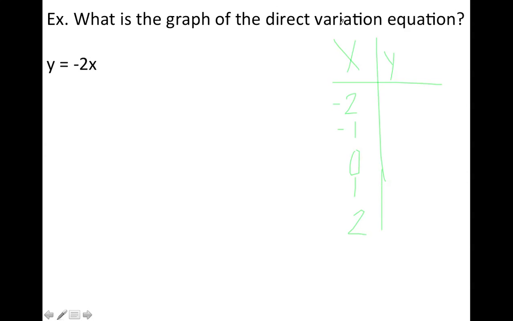And then since we know x, all we have to do is plug it in over here into our equation to find y. So negative 2 times negative 2, we get 4. Plug in negative 1 and we get 2. Plug in 0 and we get 0. 1, we get negative 2. And 2, we get negative 4. Then all you have to do is plot these points, and you should get a line approximately that looks like this. And then you are done.